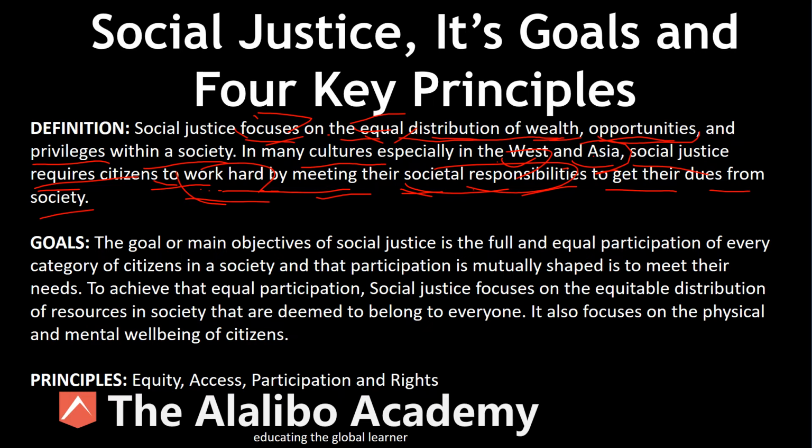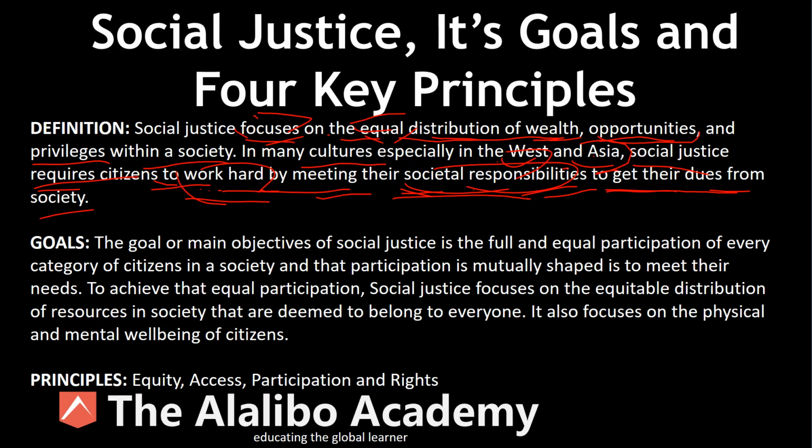And what are those responsibilities? Obeying the law, taking care of your neighbor, paying taxes, defending your country, being mindful of the environment, and being kind to others and so forth. And usually the list is long. When citizens meet their social responsibilities, they get their dues from society and from the government. They are respected. Society performs its duties towards them, the government performs its duties towards them, and the society moves on, and everybody's happy, essentially. Right? That is the definition of social justice.